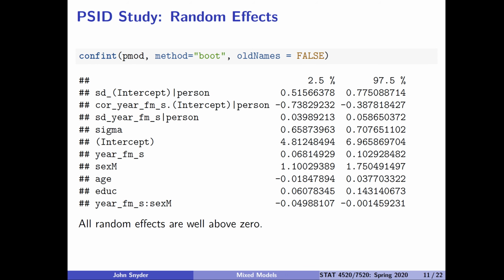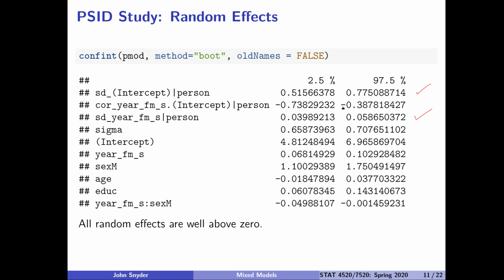Other things we could talk about, we could make confidence intervals for our random effects, just like we've done before. And this is our primary way of determining if a random effect is significant, to do a confidence interval. And we can see, basically if it's away from 0, that means we have quote unquote significance here. So you can see our person effect, both with respect to the intercept and the year, are significant here. So it's worth having those in our model.